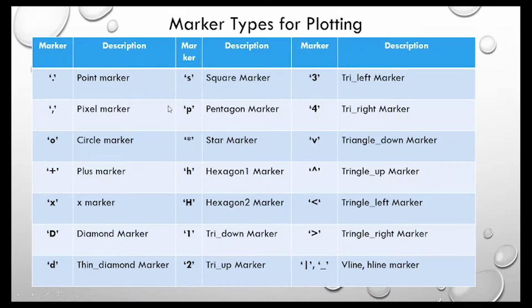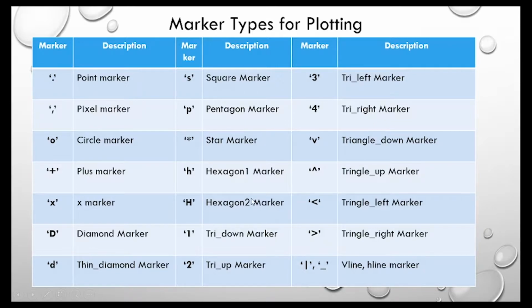Next is marker style. Here you can see the complete list of marker types for plotting. First is dot for point marker, comma for pixel marker, small o for filled circle marker, plus sign for plus marker, small x for x marker, capital D for diamond marker, small d for thin diamond marker, small s for square marker, small p for pentagon marker, star for star marker, small h for hexagon 1 marker, capital H for hexagon 2 marker, 1 for tri down marker, 2 for tri up marker, 3 for tri left marker, 4 for tri right marker, small v for triangle down marker, caret sign for triangle up marker, less than sign for triangle left marker, greater than sign for triangle right marker, pipe sign for vertical line and underscore sign for horizontal line marker.